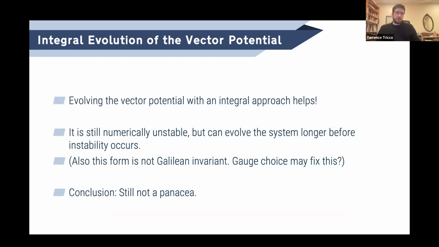So evolving the vector potential with this integral approach helps. It helps a bit. It's still numerically unstable. We can evolve the system for longer than before, but it's still numerically unstable, and at some point, your total energy just goes exponential. Also, this form is not Galilean invariant, which is the feature that we're missing, which would be really nice. Perhaps a different gauge choice might fix this, but the conclusion here is that this is still not a panacea to our problems.